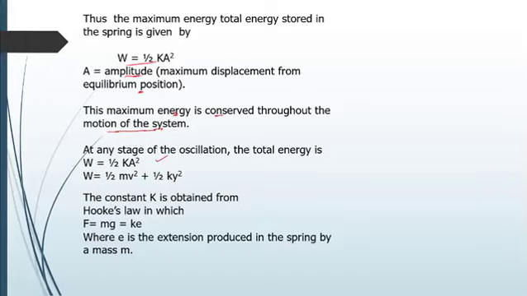And the two equations you see here are the equations for discovering the total energy at any stage of oscillation of the mass. The constant is obtained from Hooke's law, in which F is equal to mg, or equal to Ke: force equals the force constant times the extension.